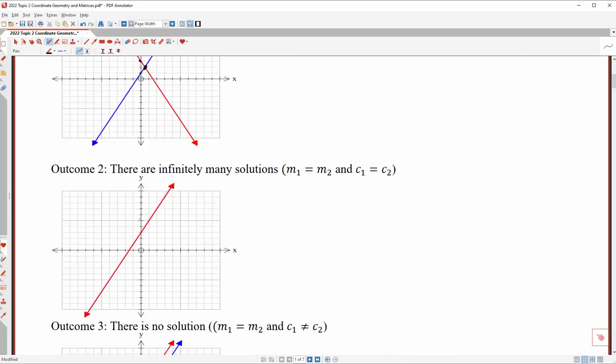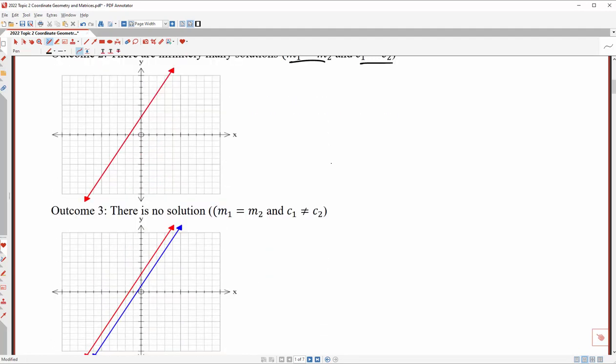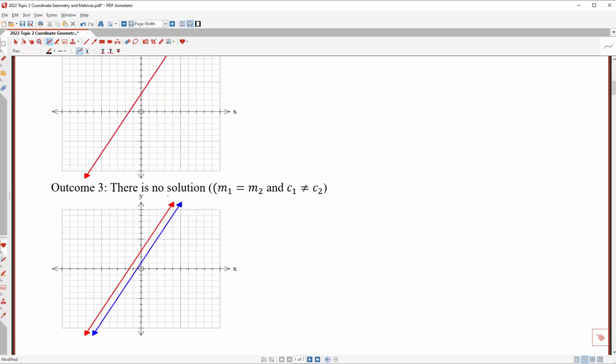Now outcome 2 is there's infinitely many solutions, and that's when you have the same gradient, same y-intercept. The final situation is outcome 3, there's no solution: same gradient and different y-intercepts, so the lines run parallel to each other.